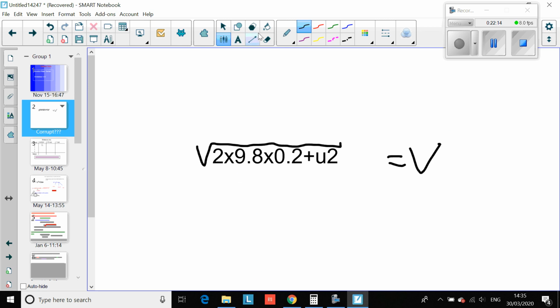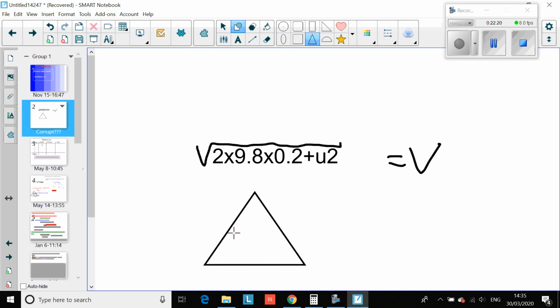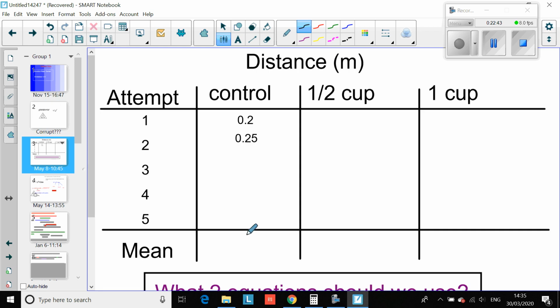Then it is simply a question of putting that number into this triangle. Okay, so once again, to work out your reaction time, you would do the velocity divided by the acceleration that we know, because it's going to be 9.8, equals time, your reaction time. And you can do that for your control, after half a cup and after 1 cup. And from that, you should be able to work out, does caffeine affect your reaction time? Okay, so pause the tape once more and give that a quick go, please.